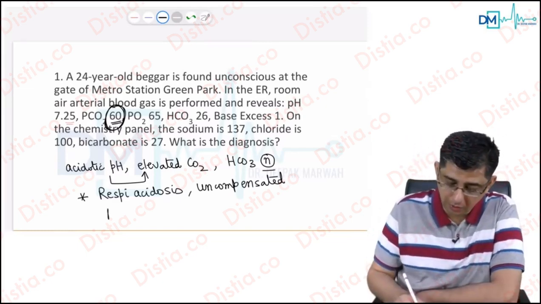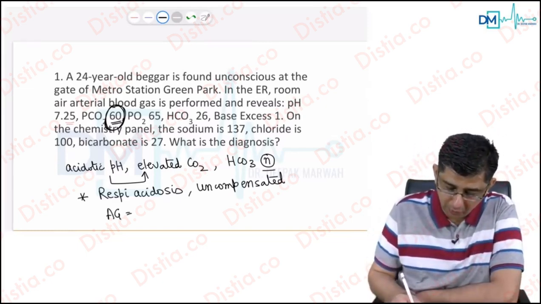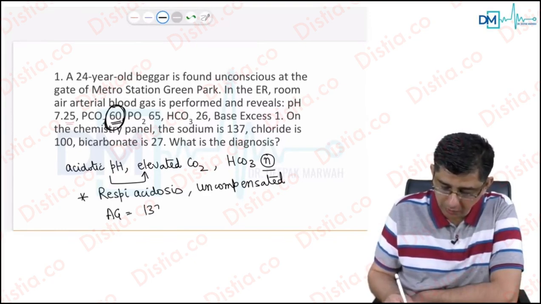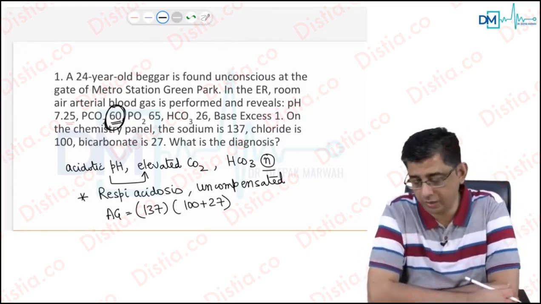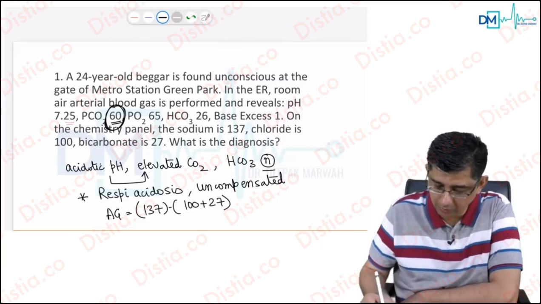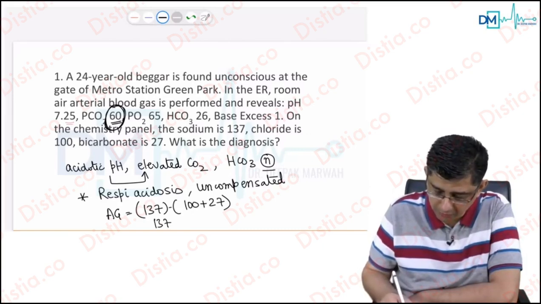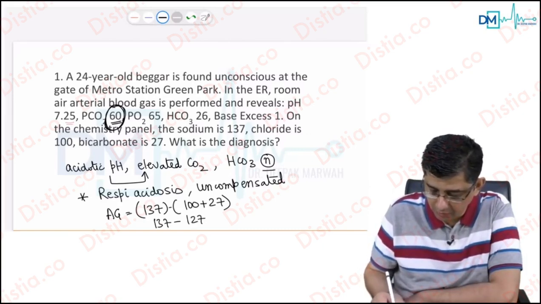You can also calculate the anion gap. Make it a habit for you to calculate the anion gap, that is sodium minus the value of chloride and bicarbonate. The chloride is 100, bicarbonate is 27, so this will work out to a mathematical value of 10 milliequivalents, which means that the anion gap in this patient is definitely normal.